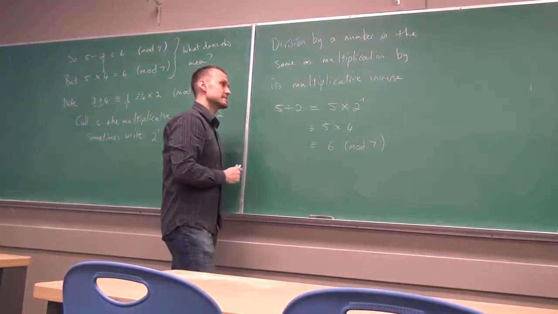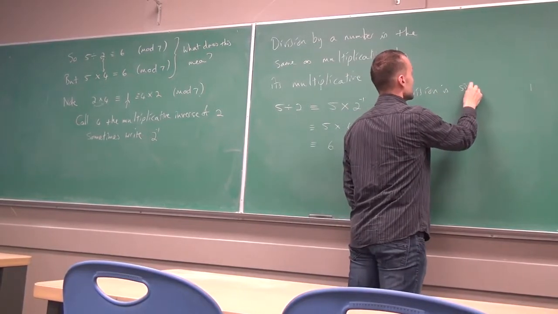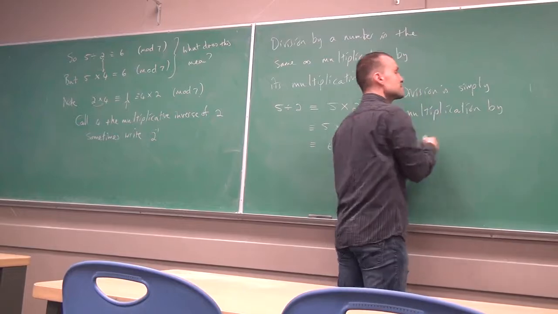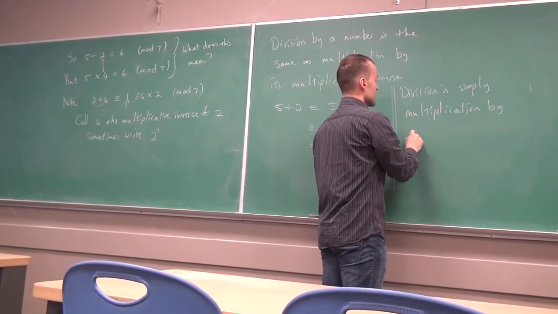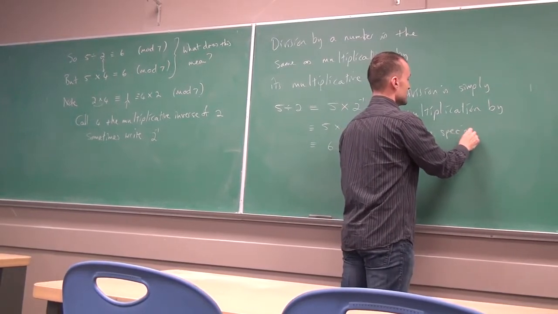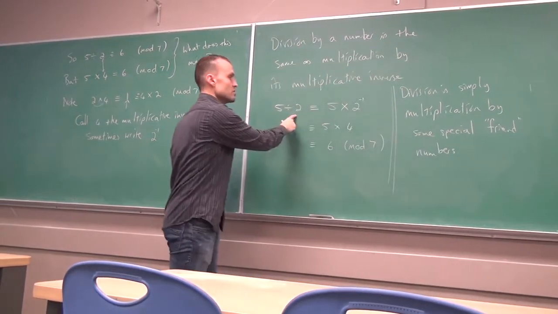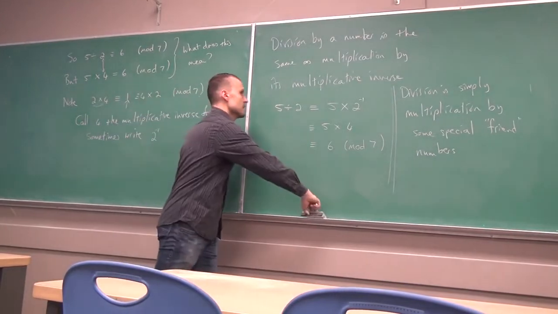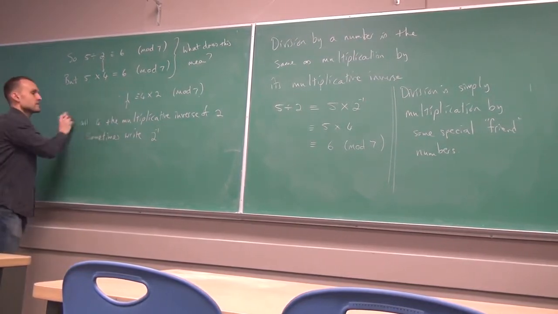So that means that division is simply multiplication by some other number, which in this case we call a multiplicative inverse, by some, let's just say, special friend numbers. If I'm dividing by 2, its friend in the multiplicative sense is 4, and I can get the same answer if I multiply by 4. So in that sense, just as there was no subtraction, there's no division. It's simply another kind of multiplication.